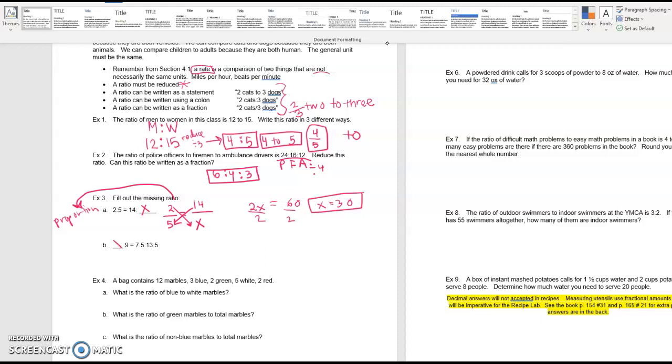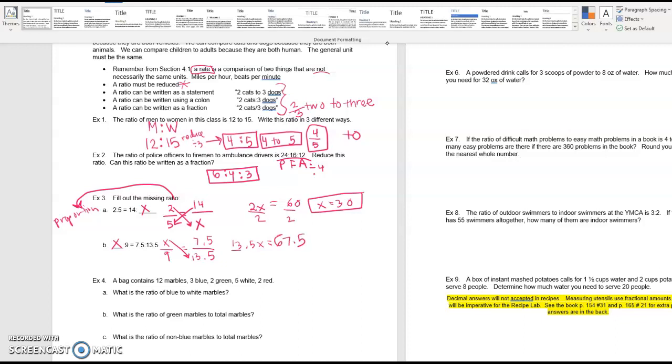Okay, same thing here. I'm going to put an x in the gap, and then I'm going to rewrite it as a proportion. x over 9 equals 7.5 over 13.5. Now, I'm definitely going to need my calculator. All right, we'll cross multiply. x times 13.5, that's 13.5x equals 9 times 7.5. That's 67.5.